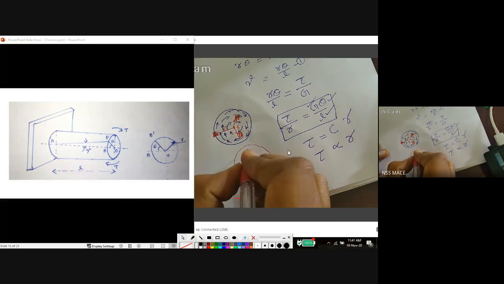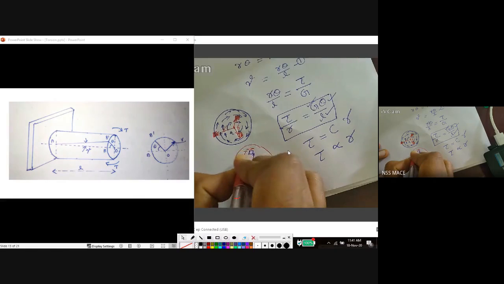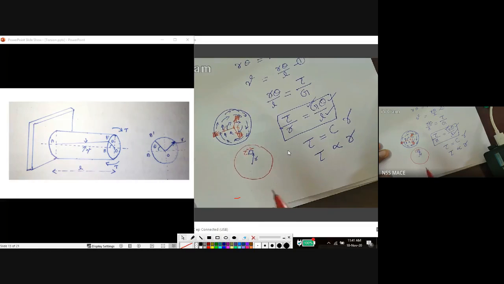Then the shear stress tau developed on that element is nothing but the shear stress acting on that element. It is not on the surface or in the interior, not at the center. This shear stress is developed on the element which we are considering, at a distance R from the center. So that is T, tau and R. So this tau is proportional to R.